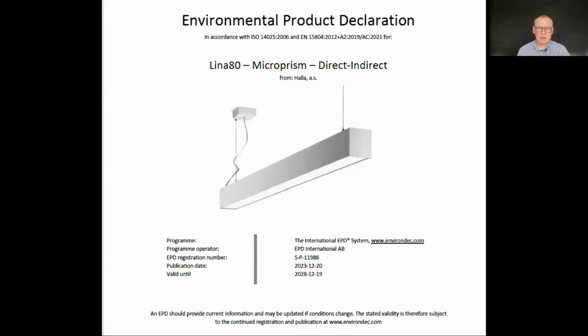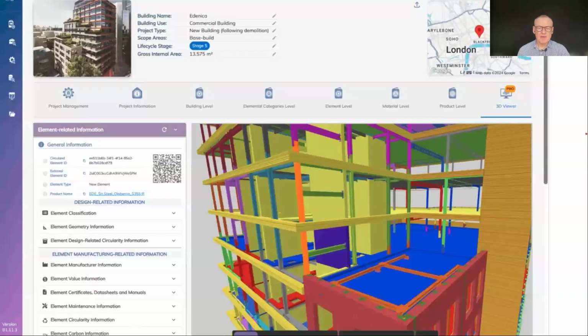So what they used in this building is the Lena 80 direct indirect pendant. So they got an EPD, but they also added lots more information about how the products can be removed and disassembled and reused, etc. And the benefit is that, you know, even the tenants get visibility on those products and how they get used, and they can drill into all the components of the space.